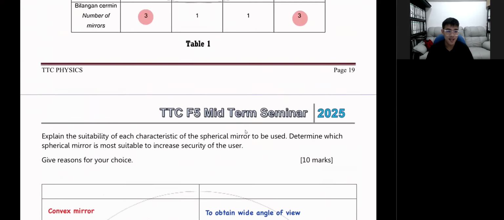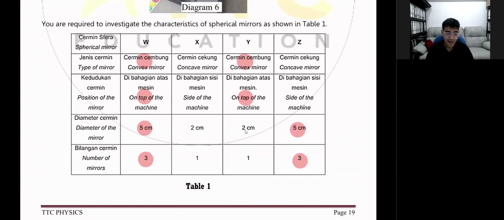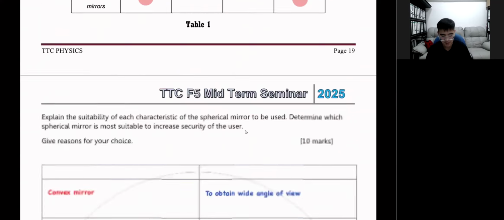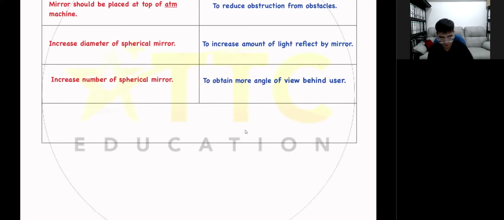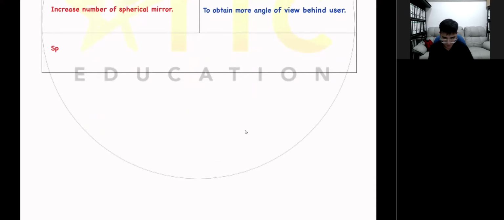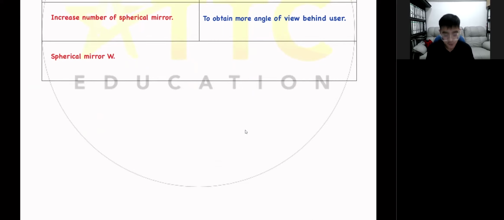All right. So then which one is the best spherical mirror in this case? If you look at the table, W lah, spherical mirror W. Go home and write why spherical mirror W. I want to save time so we can do more questions lah. So got one more question to do. Okay, so spherical mirror W. Okay, so go home and write the reason why spherical mirror W. So to get the full marks.